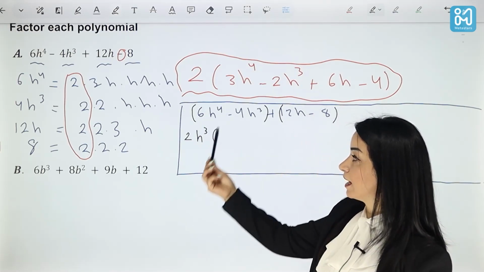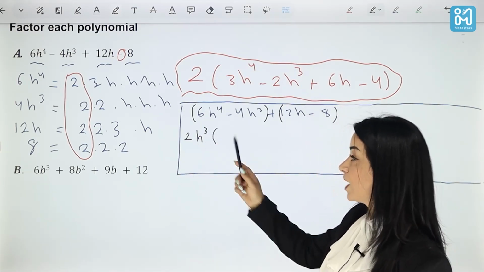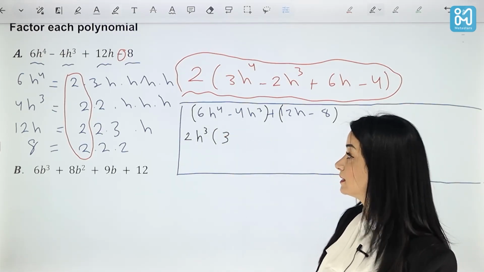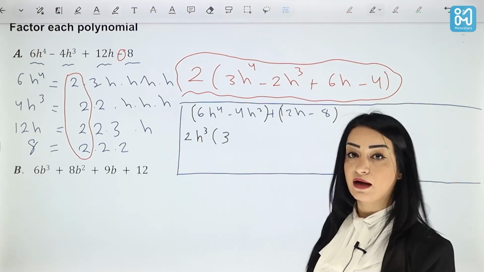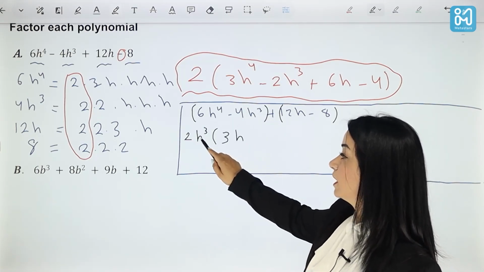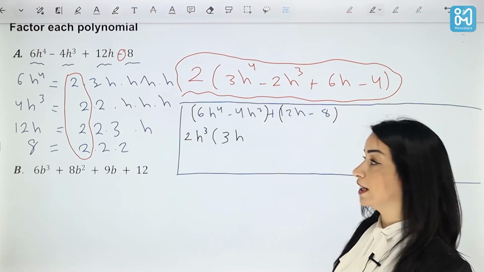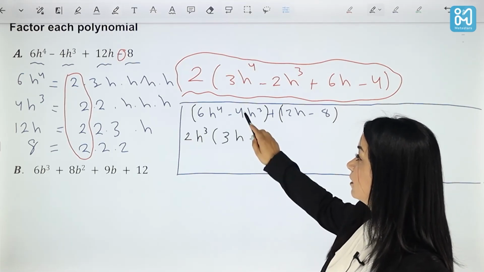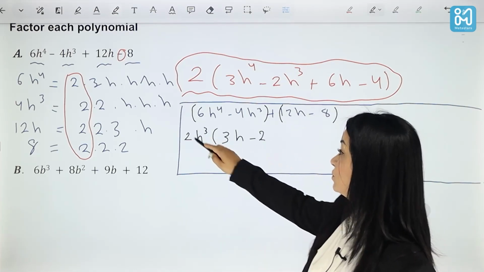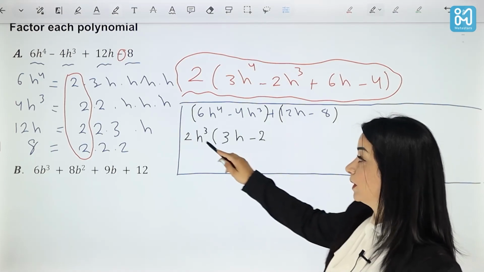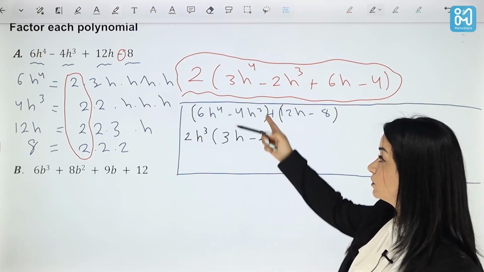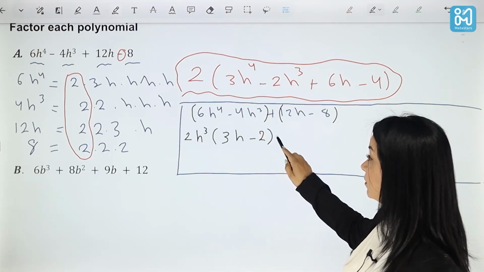Open the parentheses. Now 6, I took 2 out as a common factor. What do we have left? I have a 3, because 2 times 3 is equal to 6. H to the power 4, I took out h cubic, so how many h do I have here? Only 1 h, because h cubic times h is equal to h to the power 4. Minus 4: I already took 2 out, so I have left 2, because 2 times 2 is equal to 4. H cubic, I took the h cubic out, so 2h cubic times 2 is equal to 4h cubic. Then I will close this.